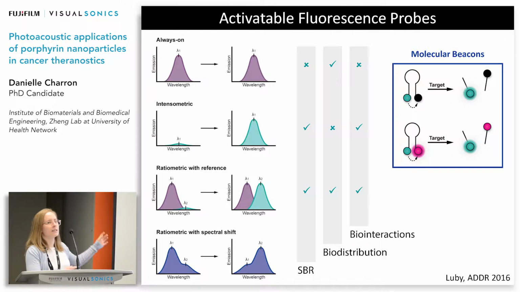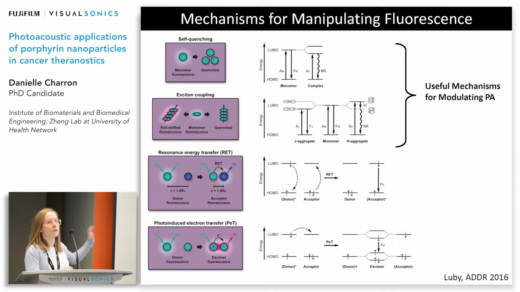So I want to keep this idea of having something that's responsive to its environment or to some specific biological interaction, and how can we get that into a photoacoustic probe? And so molecular beacons are just one example. You can make these activatable fluorescence probes in nanoparticle systems, even just small molecules. But what they all have in common is these four different photophysical mechanisms for manipulating fluorescence. Most of them are quite simple, and you know them already. I'm not going to go through them.